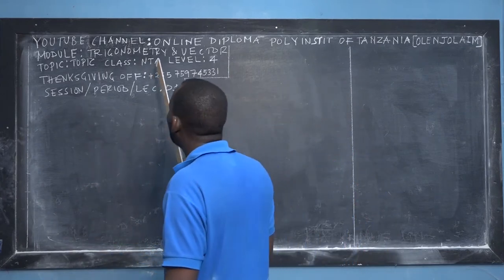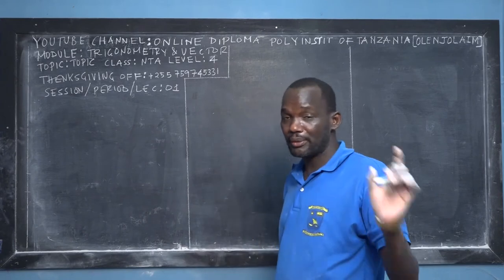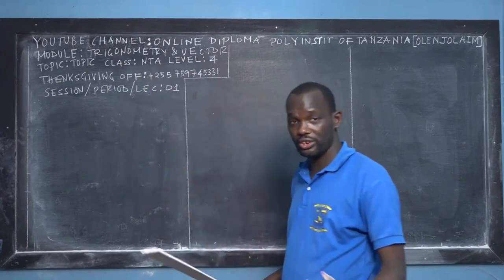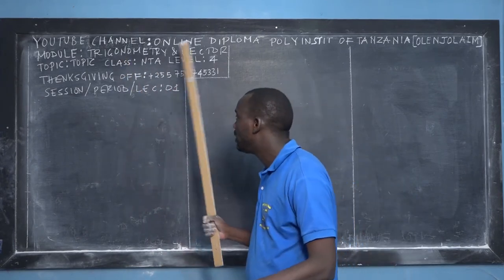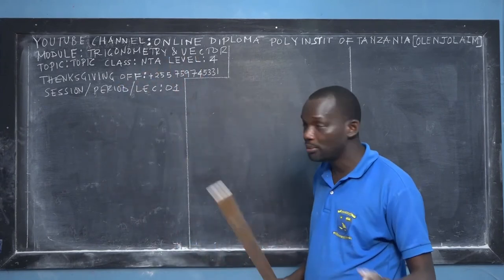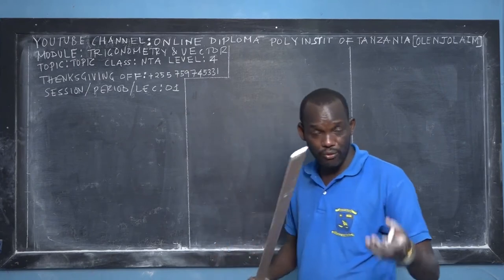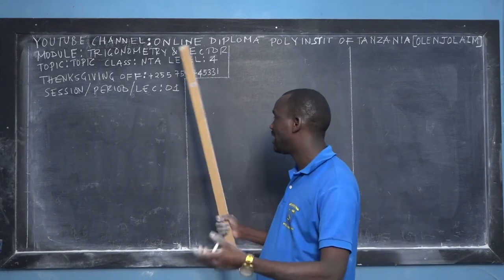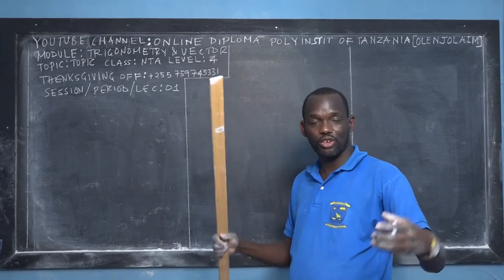The module is called trigonometric and vector. Sometimes the syllabus might be reviewed, and then you find the module is called complex numbers, trigonometric and vector in some of the institutions. I have seen it. Don't get confused about that, because we also teach complex numbers for the diploma level in this channel, but maybe in another module. The contents are the same.